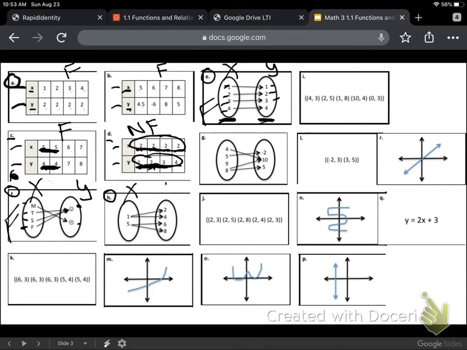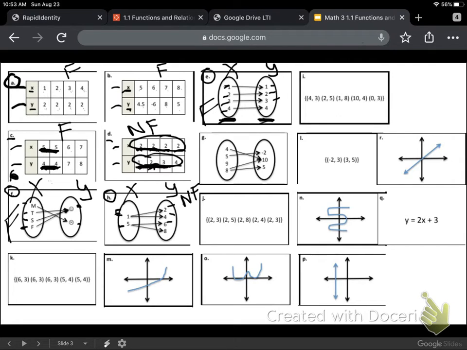Again, x, y. Each x has to go to one y. Well, look at my 1. My 1 goes to a 2, but my 1 also goes to a 4. And I said for it to be a function, each x has to go to one y. Well, this x went to 2 y's. Automatically, I know it is not a function. So I'm going to put NF. NF means not function.